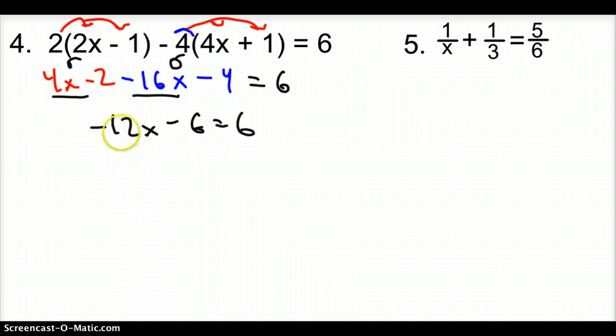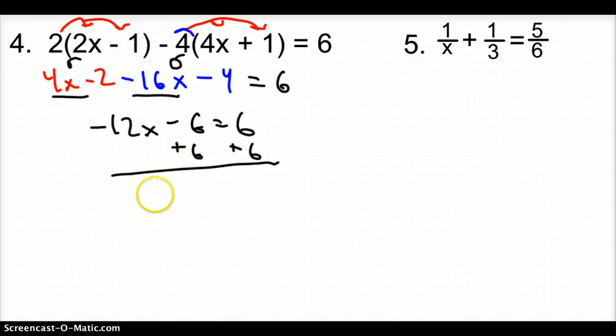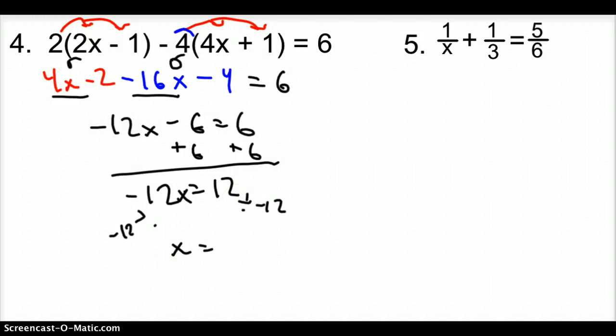Now again, get the variable all by itself. So we add 6 to the left side, add 6 to the right side. Bring everything else down. So we have negative 12x equals 12. And I forgot to throw in my x there. Now how do we get that 12 away from the x? We have to divide by negative 12. Make sure you bring that negative along. So divide both sides by negative 12. So x equals negative 1.